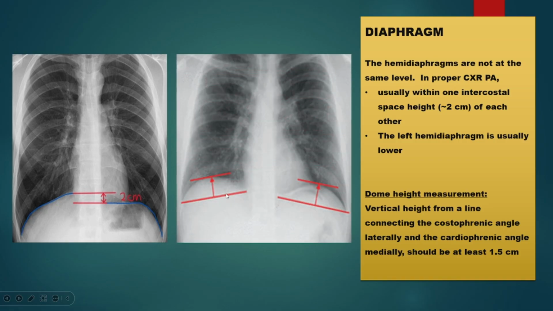Then we can measure the height of the dome from the costophrenic angle to the cardiophrenic angle, and then this line is along the highest point of the dome. This should be at least 1.5 centimeters. If it is less than that, we consider it as diaphragmatic flattening. It can be due to tension pneumothorax or emphysema. Therefore, the diaphragmatic dome height is also important.